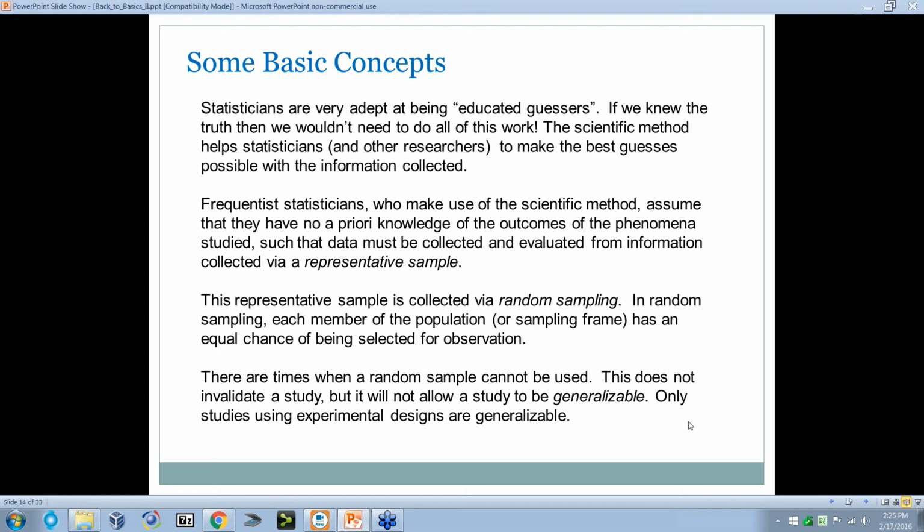And I know we've talked about this before. Only studies using experimental designs are generalizable, which means that if you go out and get a convenience sample of volunteers that come in and take your survey and you do a correlation or a regression analysis on them, your conclusions will definitely matter to those people, but you can't generalize them to all the people from the population that you collected them from, because they were volunteers. They weren't randomly assigned into any kind of groups.